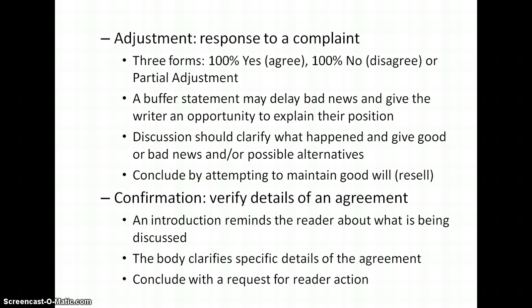Confirmation, to verify details of an agreement. An introduction reminds the reader about what is being discussed. The body clarifies specific details of the agreement. Conclude with a request for reader action.